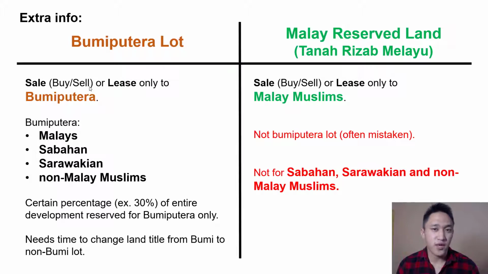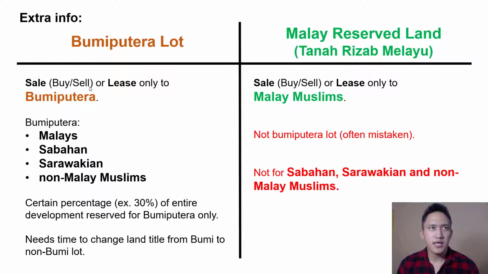Alright, so here's some extra info. Just now I talked about the three main property titles, master, strata, and individual. Now, there's also what we call a Bumi Putra lot and also Malay Reserve Land, or in Malay it's called Tanah Rizab Melayu. Okay, for the first one, Bumi Putra lots are only allowed to be sold, bought, and leased only to Bumi Putras. So only Bumi people can actually buy and sell this specific unit, the Bumi Putra lots. So to define Bumi Putra, there are Malays, Sabahans, Sarawakians, and also some non-Malay Muslims. Not all of them, but some of them.